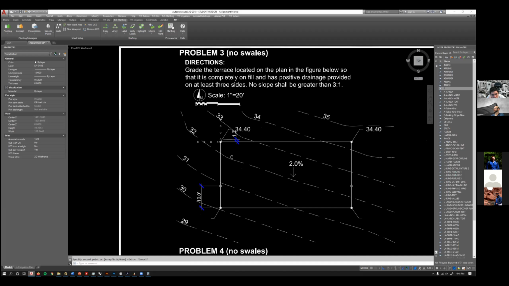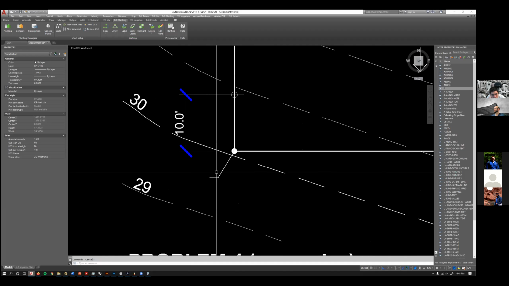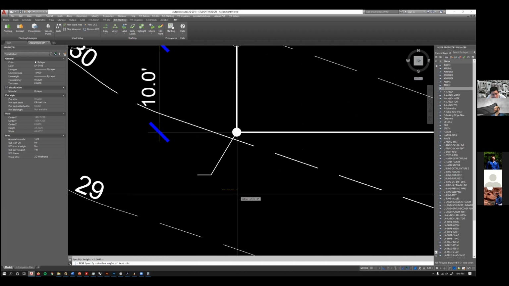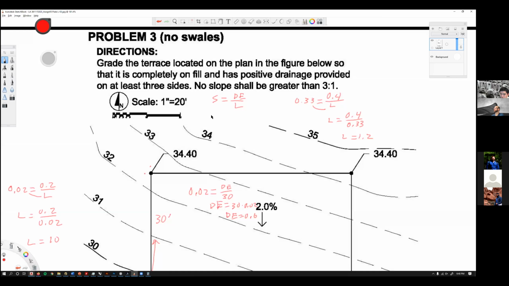So we're going to do the same thing down here for this point, but this was a different point, so we have to redo our math. What was the point down here? 33.8.